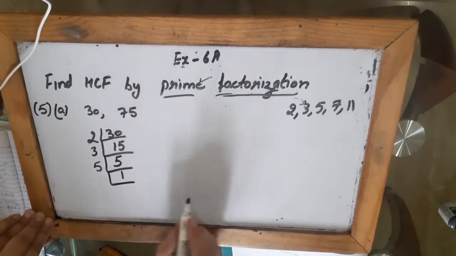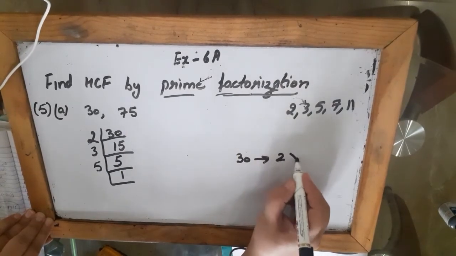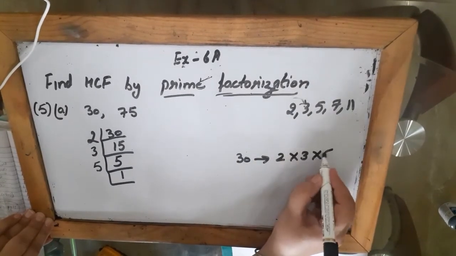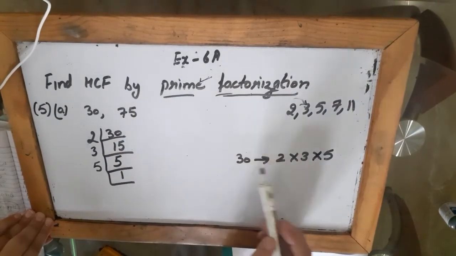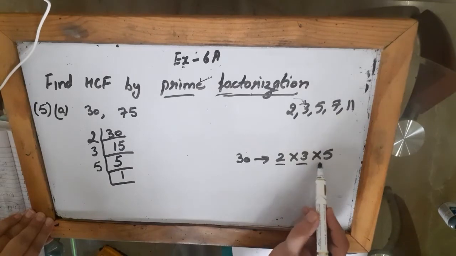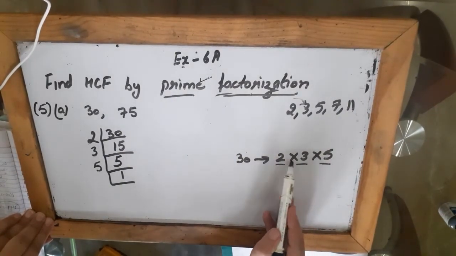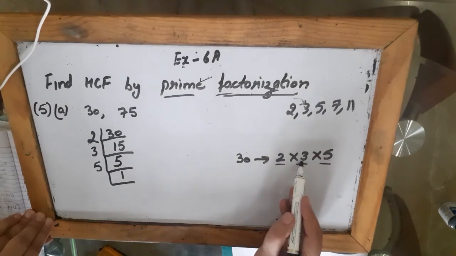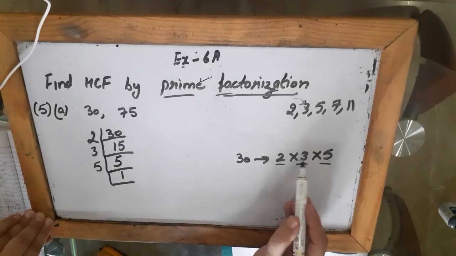So it means what are the prime factors of 30? It's 2 into 3 into 5. So this is prime factorization, which means to write the number as a product of its prime factors. Product means multiply, and all these are prime numbers only, so these are all the prime factors of 30, written as a product of its prime numbers.